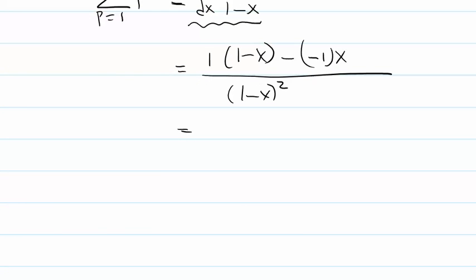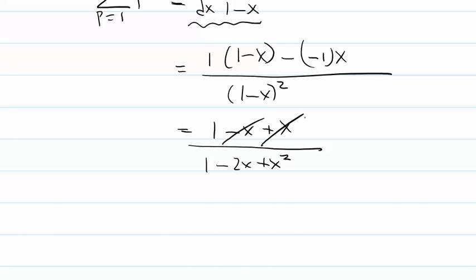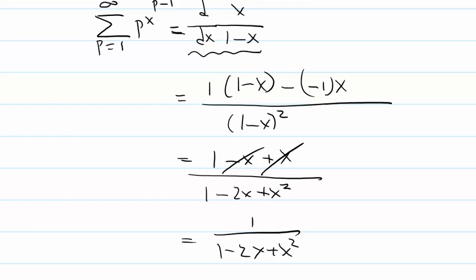And then we just do some simple calculation. 1 minus x plus x over 1 minus 2x plus x squared. And these two cancel out. The whole thing will equal 1 over 1 minus 2x plus x squared. That's it. Thank you.